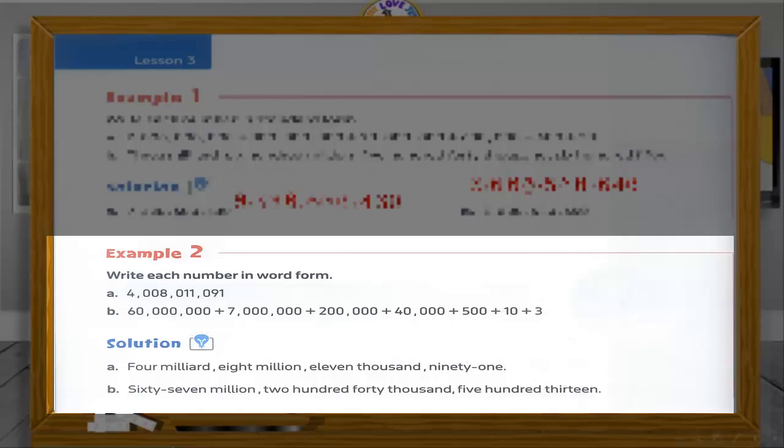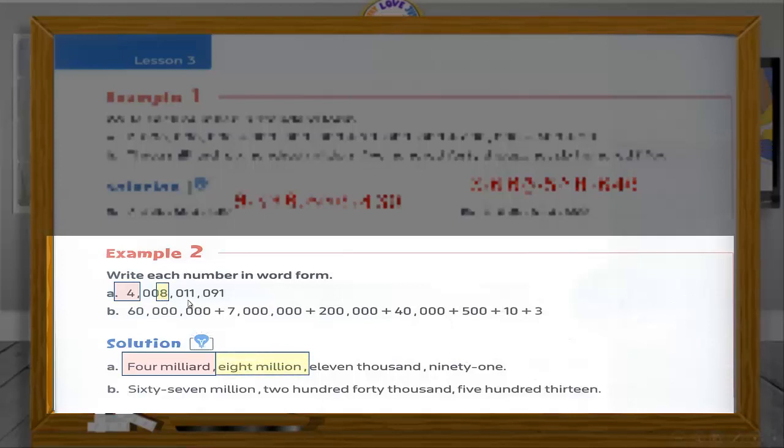To write any number in word form, you should read the number. And after you read a digit or place, write it. We will start from the left side. 4 what? 4 milliard. Okay, write down 4 milliard. Here in the next period, we have 8 in 1 million's place. So you should say 4 milliard, 8 million. Write 8 million down.